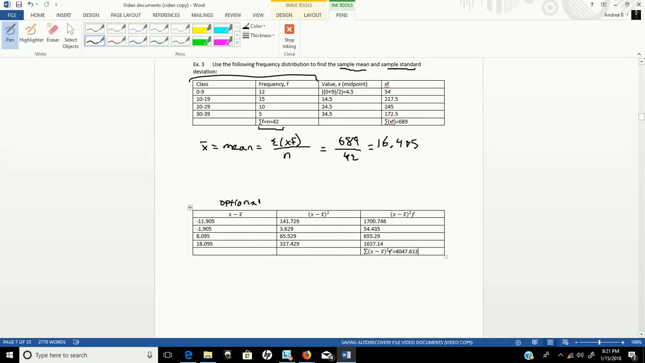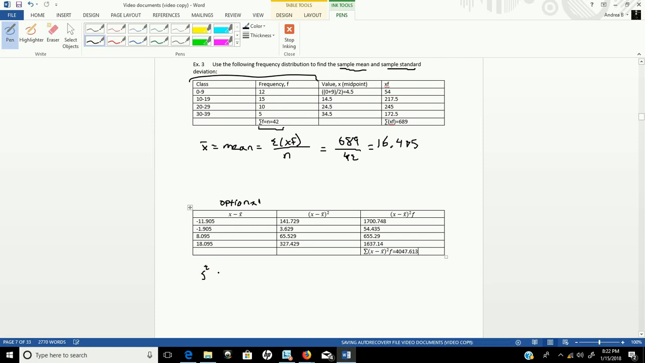So when we add those up here, for that last column, looks like we should get 4047.613 for doing that squares column times our frequency. And you do want to make sure whenever you're doing this that you're also double checking. See if you get the same answer, just in case I had a calculation error somewhere.